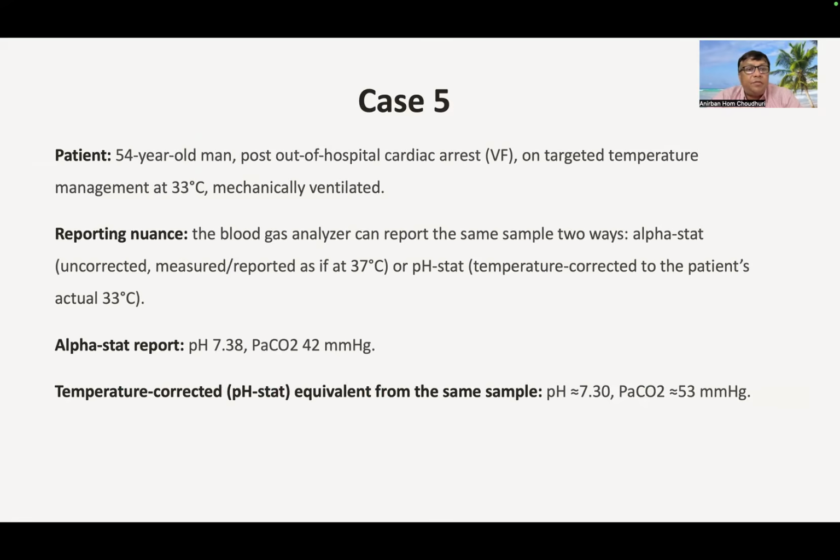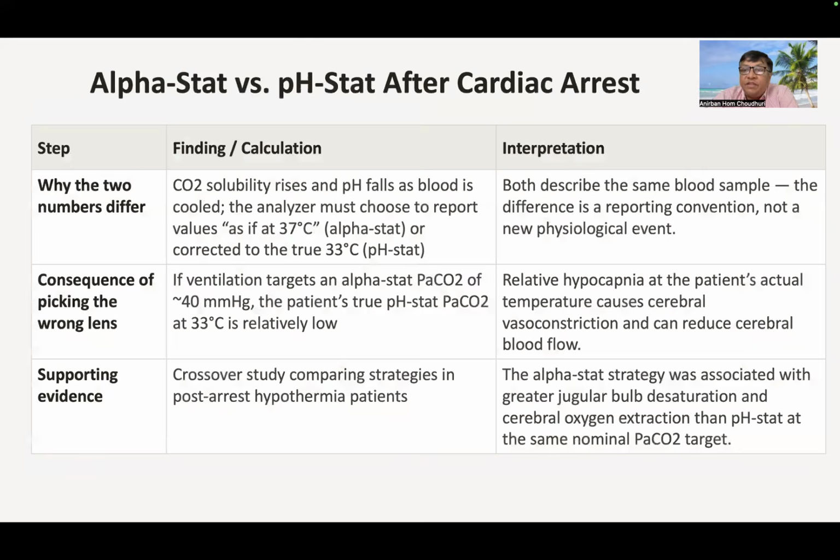Moving on to the next case, a 54-year-old man post out-of-hospital cardiac arrest on targeted temperature management at 33 degrees centigrade is mechanically ventilated. The reporting nuance is that the blood gas analyzer can report the same sample two ways, either by alpha stat, which is uncorrected, measured and reported as if it is at 37 degrees centigrade, or pH stat, where the temperature is corrected to the patient's actual 33 degrees centigrade. So the alpha stat report was pH of 7.38 and PCO2 of 42. The temperature-corrected pH stat equivalent from the same sample was pH of 7.3 and a PCO2 of 53.